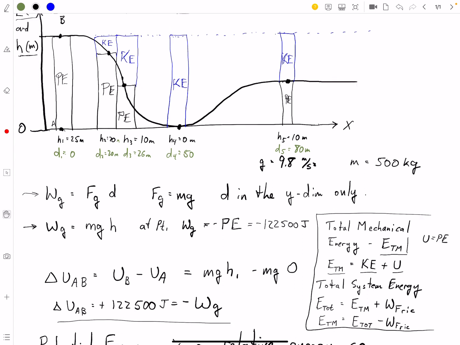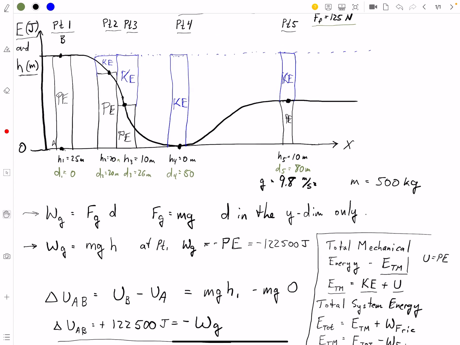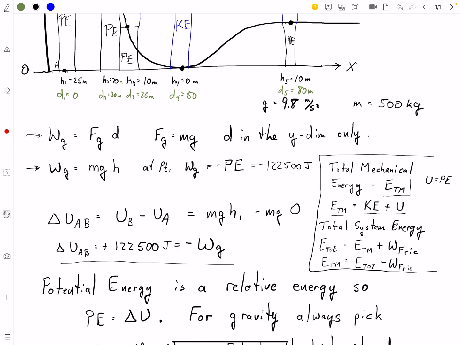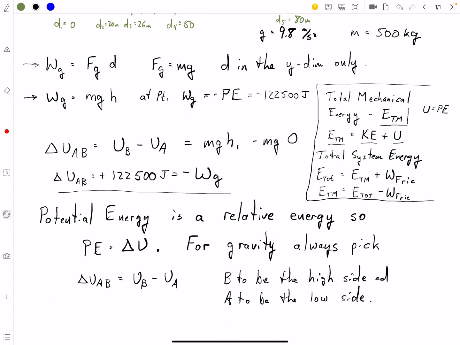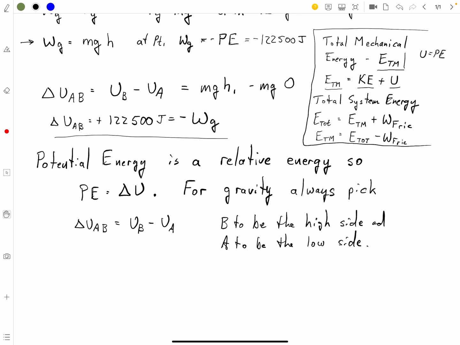Okay, so where are we going with this? Well, we're going to go for a ways here with this graph. All right. This first part, this bit right here, in the top half, this is sans friction, or without friction. Okay, so no friction. And our total mechanical energy with no friction, of course, is going to be equal to our total system energy.